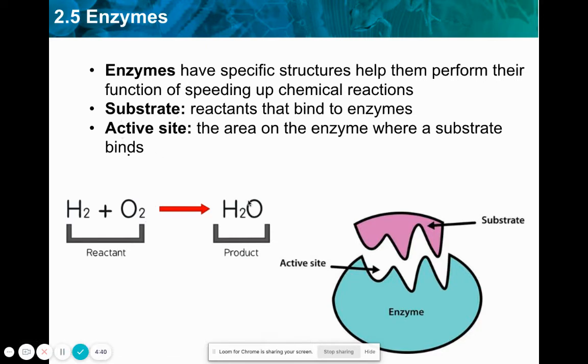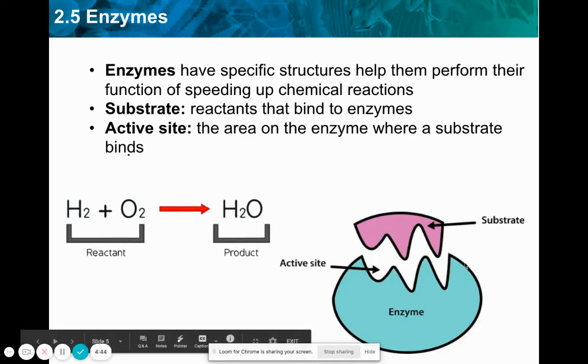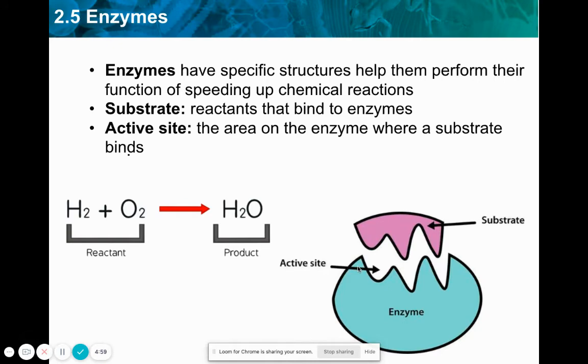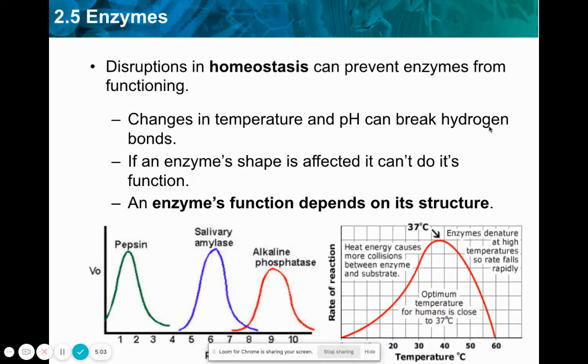And substrates will always bind to a specific place or location in an enzyme known as the active site. So the active site is the area on the enzyme where this substrate will bind. So you have the entire enzyme, and there's a very specific place on the enzyme that has a very specific shape. This is known as an active site, and this is where the substrates will bind.